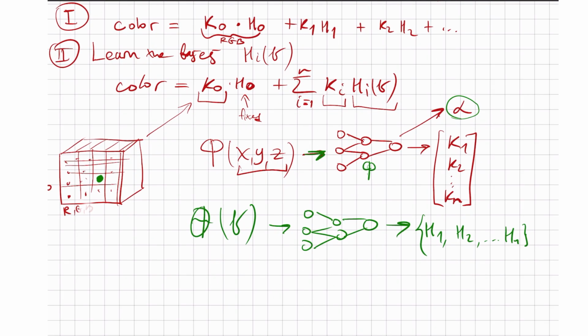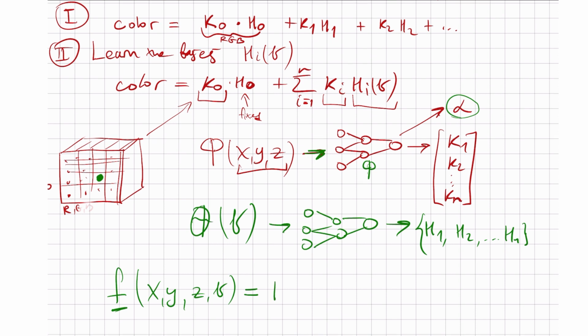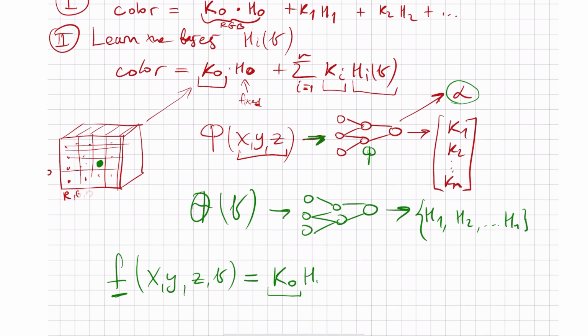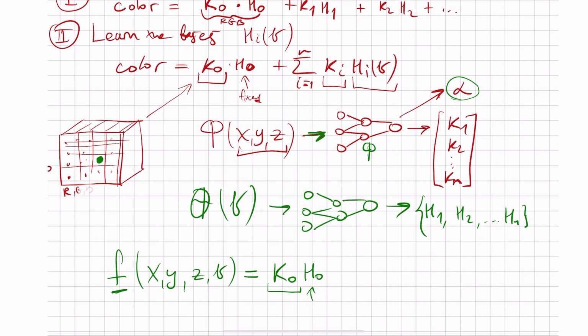Now, given all this information, we can easily reconstruct the color for any location. So the function will be still the same, with the signature x, y, z, v, the same as for NeRF. But in this case, this is already not a single neural network, it's a combination of neural networks. And so what will we get here? It's k0, which is just a learnable tensor. H0 is the RGB basis.